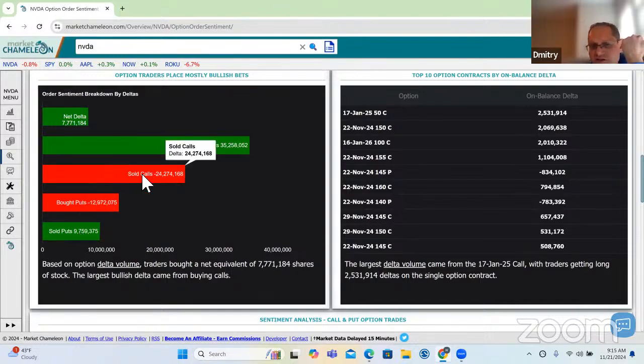Okay, so here it shows that most of the deltas in general came from calls, but the positive deltas in the calls outweighed the negative deltas.